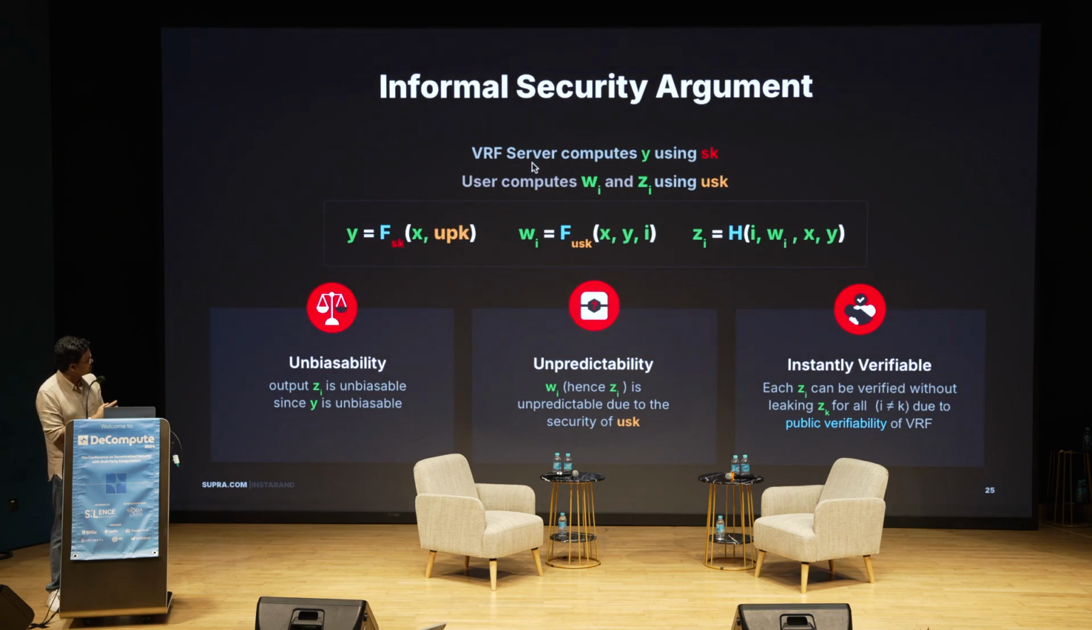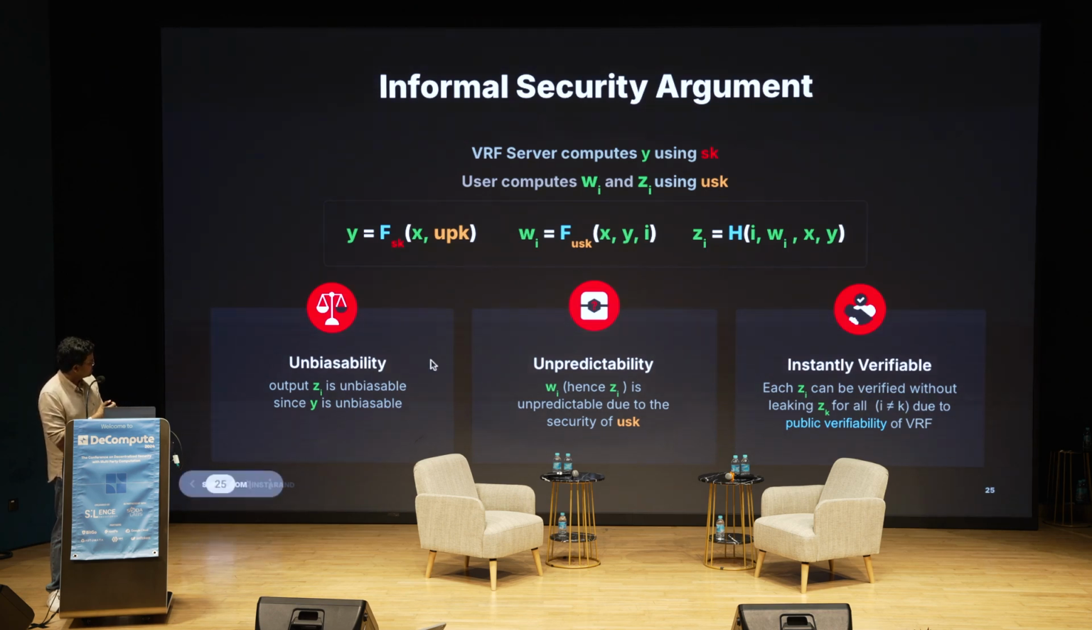So this is how our protocol looks like in 3 lines. The VRF server computes the output Y by running the VRF protocol on X comma UPK using its own secret key SK. And then the user generates the ith extended output by locally evaluating the VRF on X, Y, and i using USK, and then running the hash and getting the output Zi.